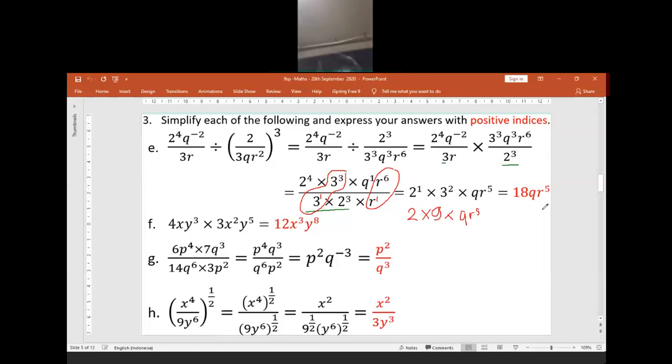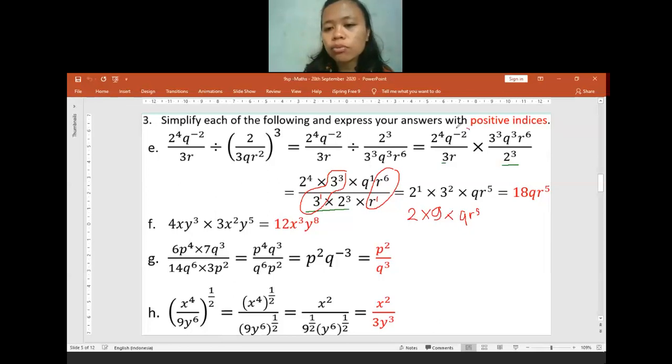I'm just asking a little bit, teacher. How did you get q to the power of 1? Okay. As I told you, it is multiplication, and in multiplication we add the power. Negative 2 plus 3 equals 1. That's why I have q to the power of 1.